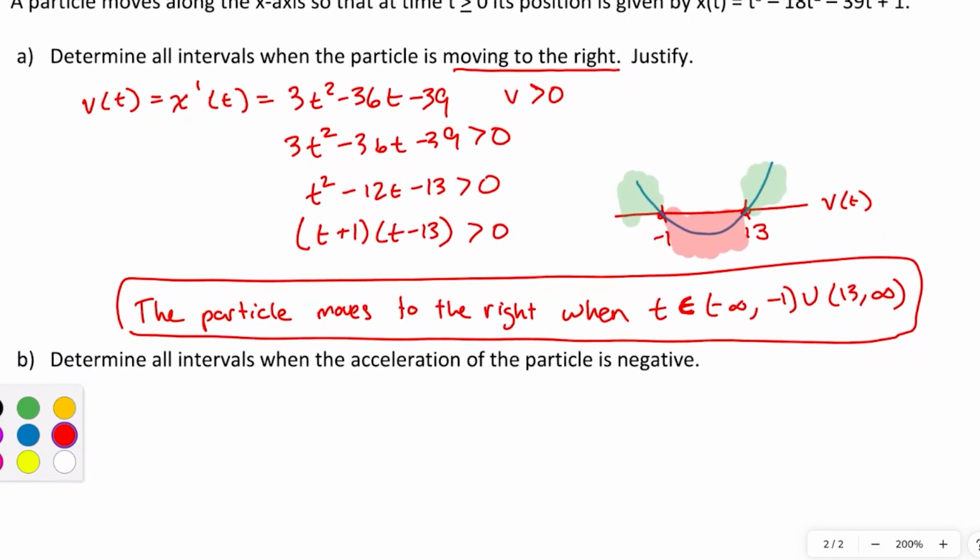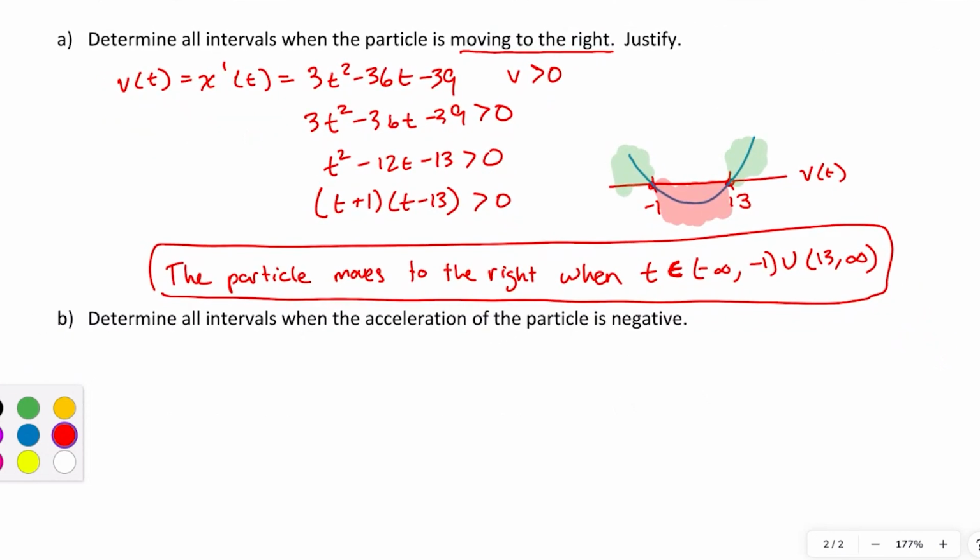All right, part B says determine all intervals when the acceleration is negative. Okay, so we've got to find what the acceleration is first. The acceleration is the derivative of velocity. So the derivative of 3t squared minus 36t minus 39 is going to be 6t minus 36. Now this inequality is going to be a lot easier to solve because it's linear. So you just solve it using your properties of equality, adding something to both sides, that sort of thing.